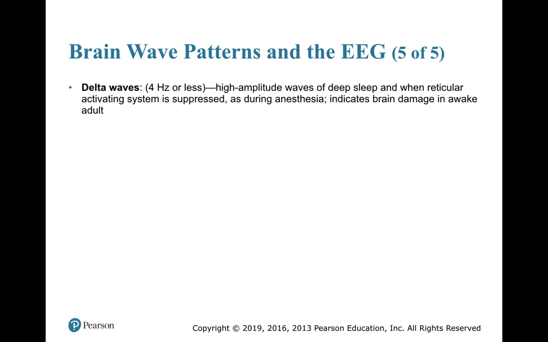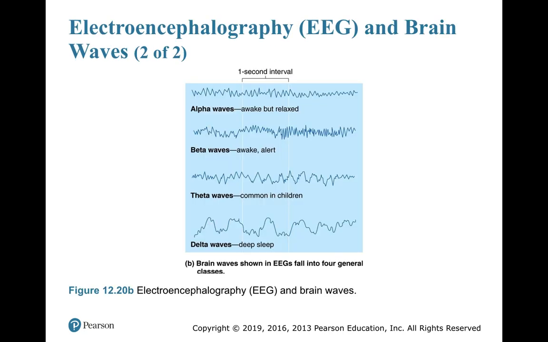And the delta waves are less than 4 hertz. These are high amplitude waves that we see during deep sleep or when the reticular activating system is suppressed, such as being under anesthesia. It indicates brain damage if the individual is awake and still having delta waves. So here are the alpha waves. This is 1 second. Beta waves, theta waves, deep sleep. So these are awake but relaxed, awake and alert, common in children, uncommon in adults, only in deep sleep.